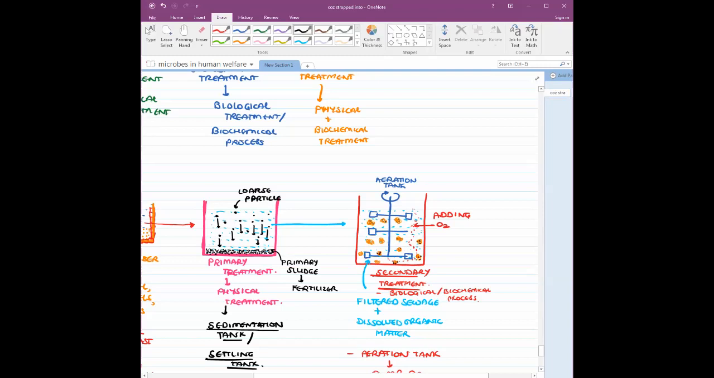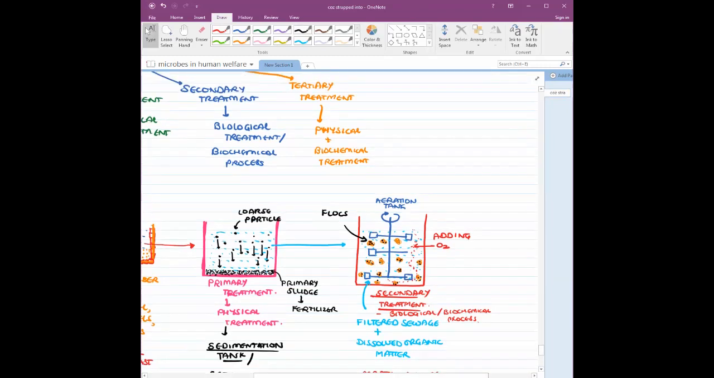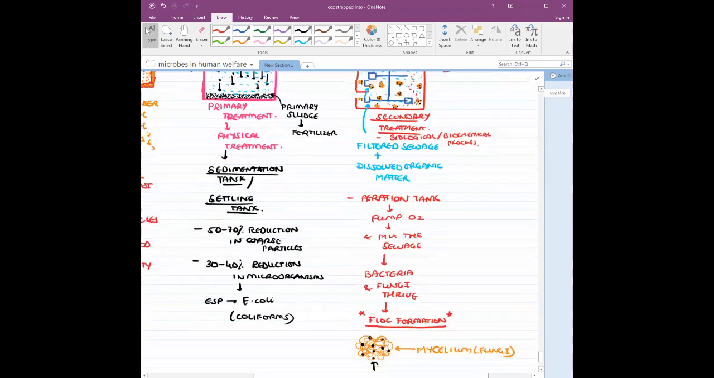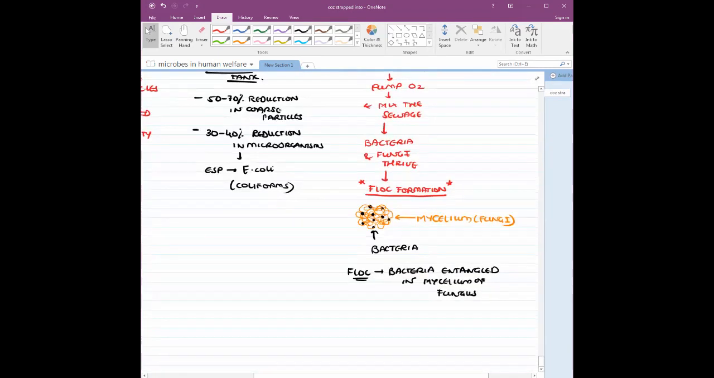You are going to have flock formation taking place. Let me just write this down. These are nothing but your flocks. But now, guys, what is the job of the flocks? These flocks are thriving, surviving, enjoying it out over there. Initially, they start eating or breaking down your organic matter.